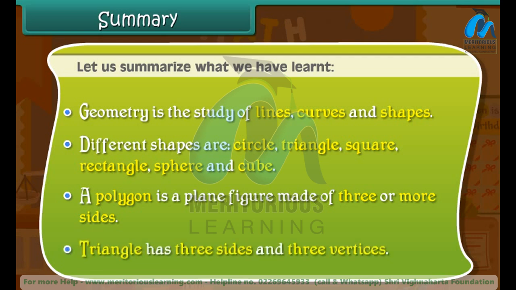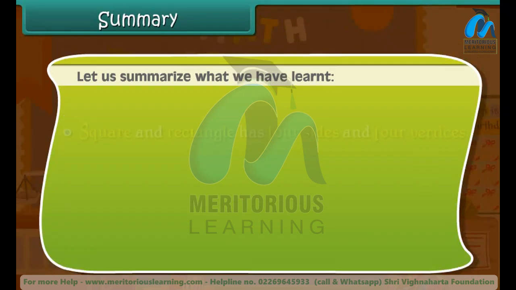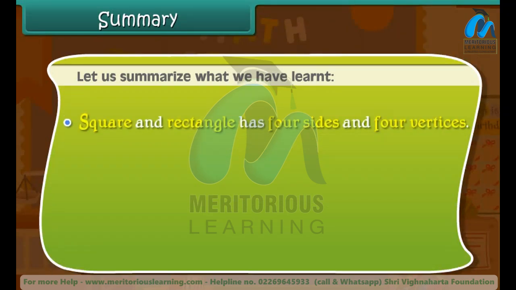A triangle has 3 sides and 3 vertices. Square and rectangle have 4 sides and 4 vertices. Tangram is an old Chinese puzzle. Tessellation.